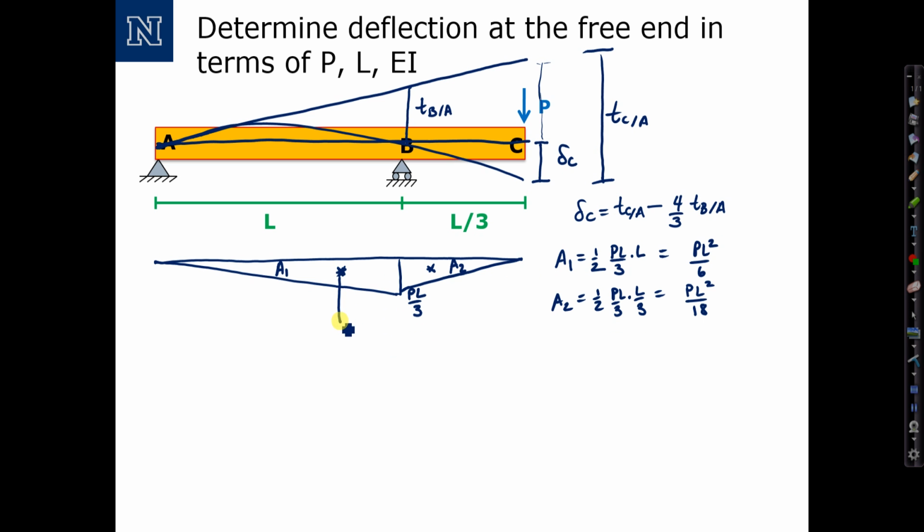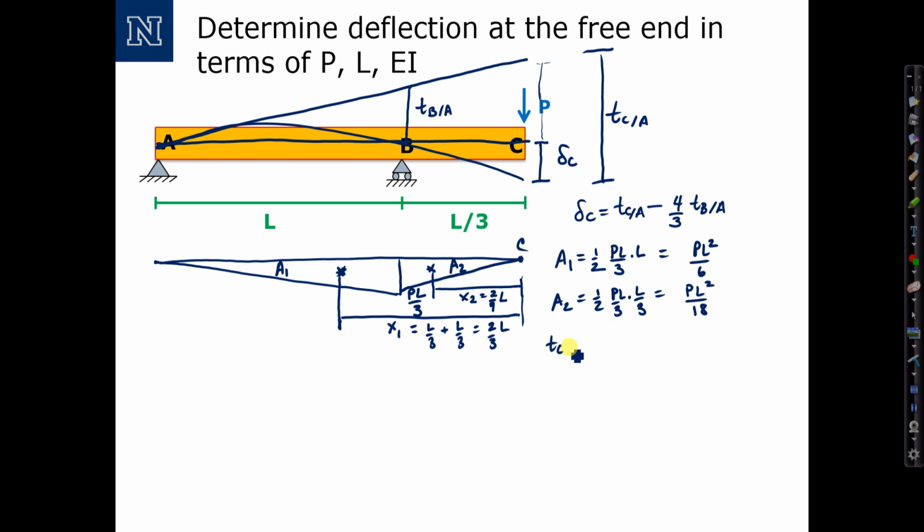The first one is going to be the distance from the centroid of area A out to point C, which is out here. So I'll call that x1, and that is equal to L over 3 plus the length of this overhang, L over 3, which is 2/3 L. Distance x2 is from the centroid of area 2 over to point C, and that x2 is equal to 2/3 of L over 3, which is equal to 2/9 L. Okay, so now I have everything.